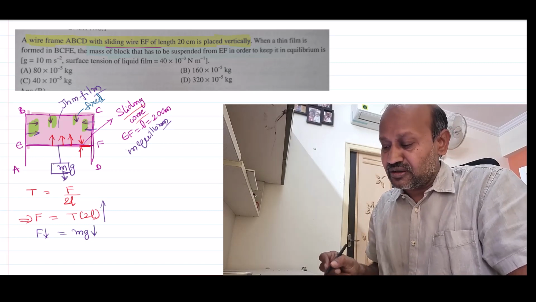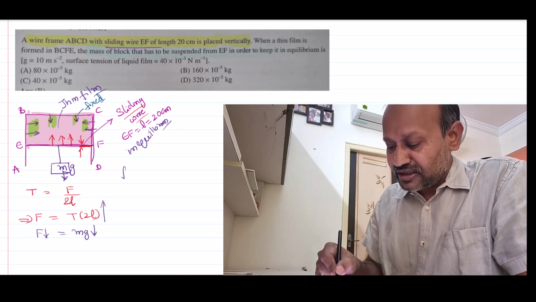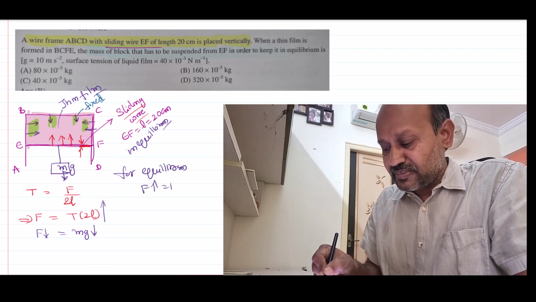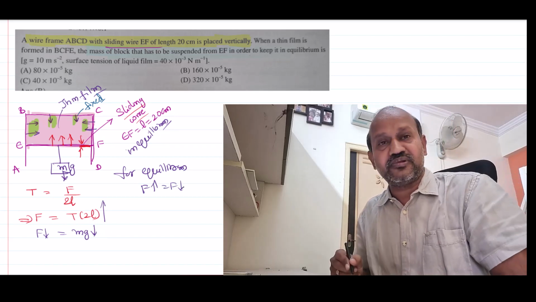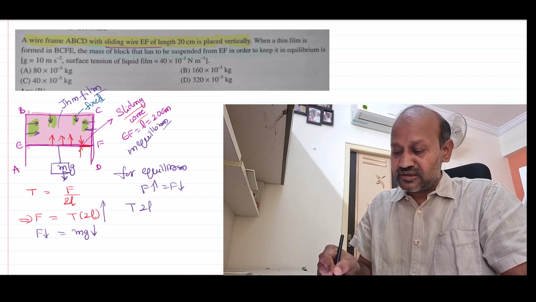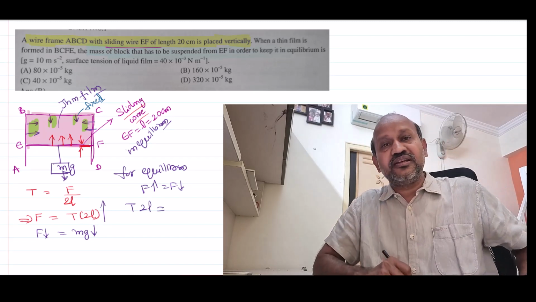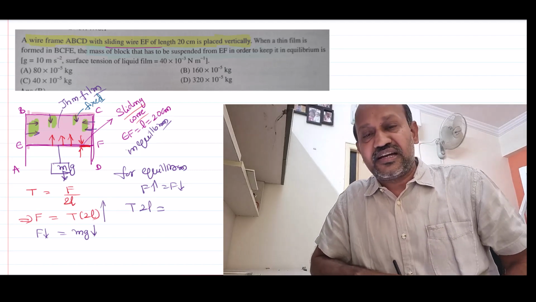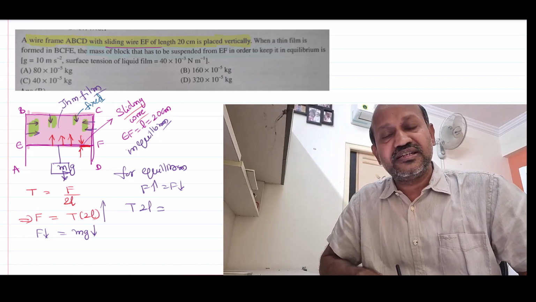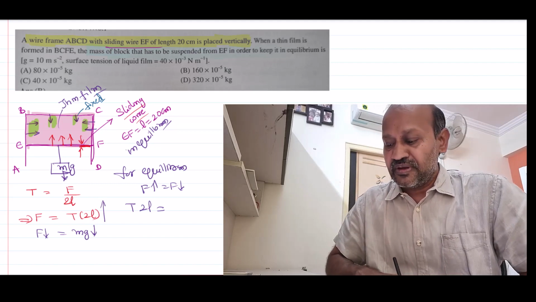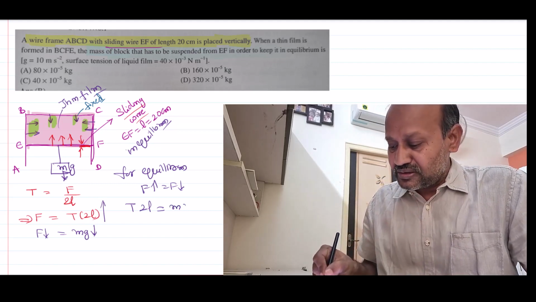And for equilibrium, what has to happen? Force upward shall be balanced by the force downward. What is that force upward? T into 2L. Why have I taken 2L? In spite of the length of that part of the wire, the movable sliding wire, being only L, its inner length as well as the outer length are both connected with the soap film. So T into 2L is equal to mg.